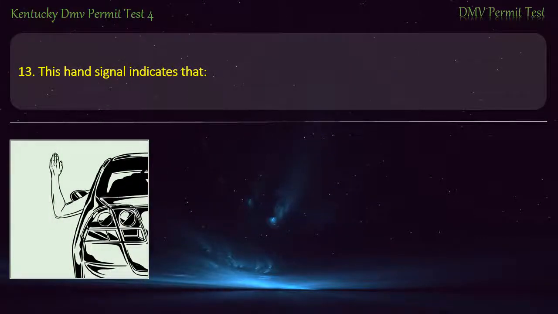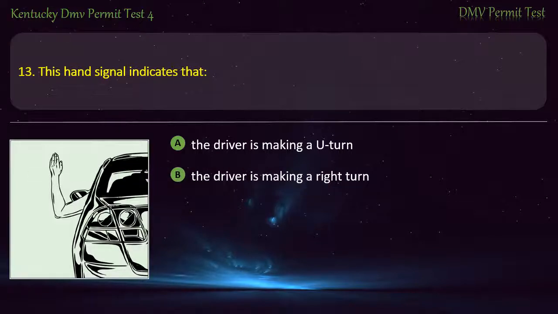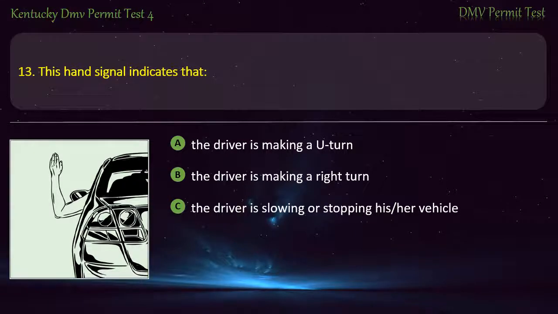Question 13. This hand signal indicates that the driver is making a U-turn. The driver is making a right turn. The driver is slowing or stopping her vehicle. The driver is making a left turn. Answer. The driver is making a right turn.